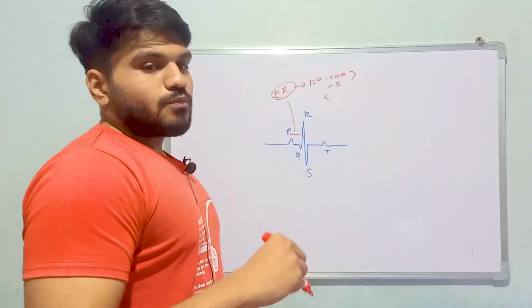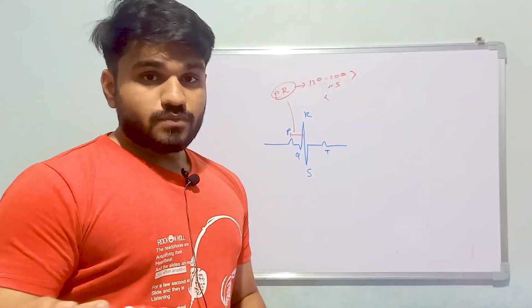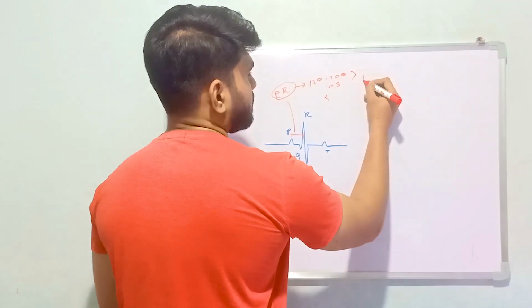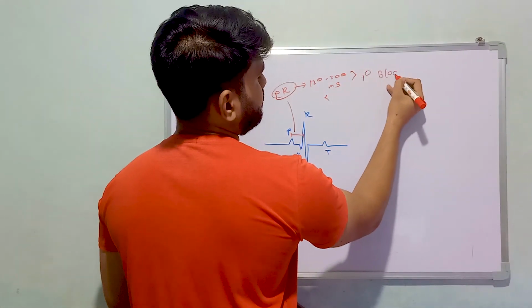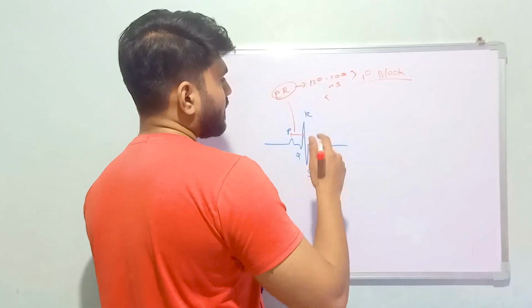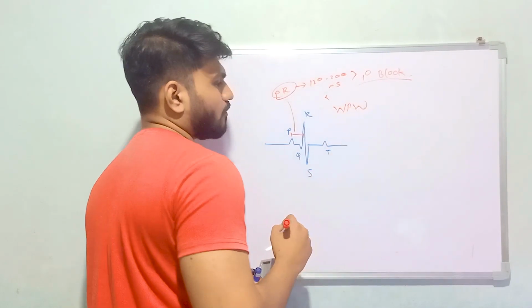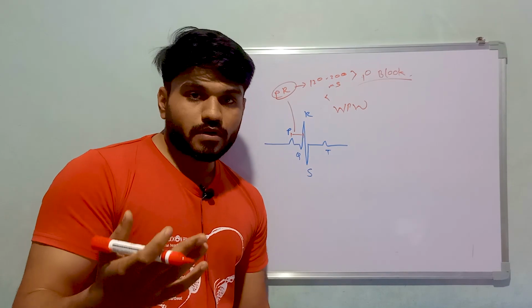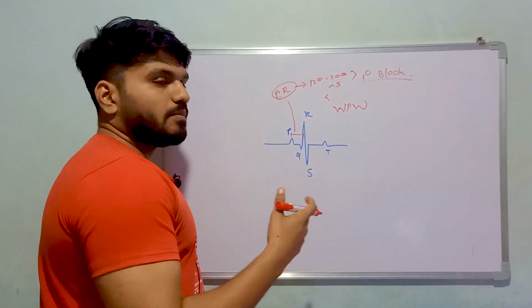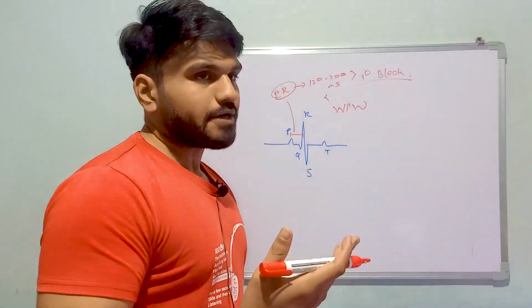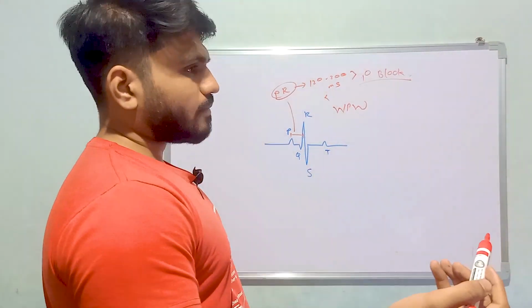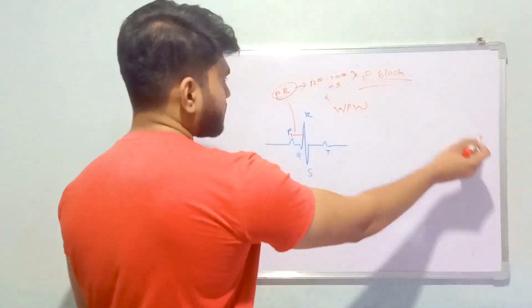If PR interval is prolonged, then we can say there is first degree heart block. If PR interval is shortened, then we can say WPW syndrome. So WPW is just an example of short PR interval. There will be lots of other examples of short PR interval too. And one of the examples of prolonged PR interval is first degree heart block.